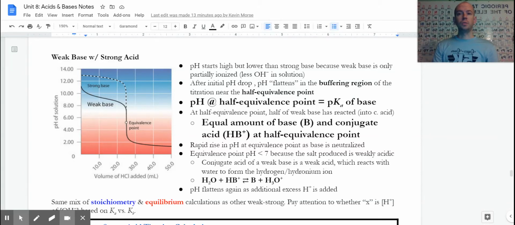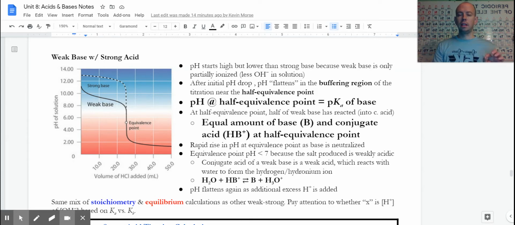The titration of a weak base with a strong acid is very similar in look, in calculation, and in concept to a weak acid with a strong base. So this time our pH starts high, but it's not quite as high as if the base were strong, because it's not ionized as much. It doesn't have as much hydroxide.